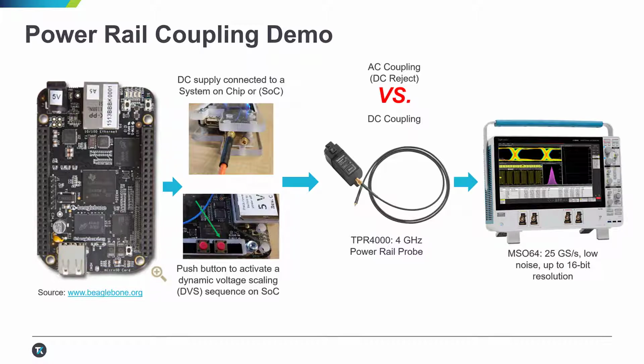To capture the signal, we're going to use the TPR 4000, which is the power rail probe we discussed on the previous slide. And we're going to be comparing the AC coupling, or what we call DC reject, capabilities of the probe versus DC coupling. So we'll see the nuances and why you may choose to use one versus the other. And the probe is plugged into my MSO64, which is our 25 gigasample per second, 8 gigahertz low noise oscilloscope that can get up to 16 bits of vertical resolution. So we'll see very fast rising edges thanks to the 25 gigasamples per second, and we'll see great vertical accuracy thanks to the 16 bits of vertical.